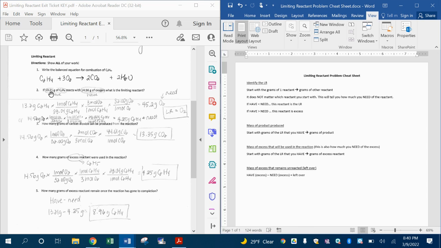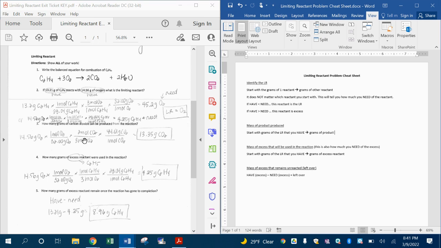So let's pretend that because the 13.21 grams of C2H4 was first, you started with that one. You would do a gram to gram of oxygen. And when you do that, you determine that you need 45.2 grams of oxygen. However, you only have 14.56 grams. So because what I have is less than I need, that means oxygen is the limiting reactant.